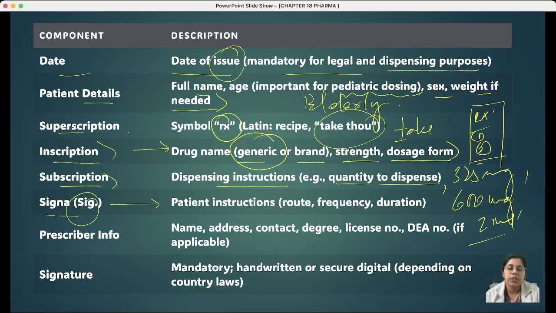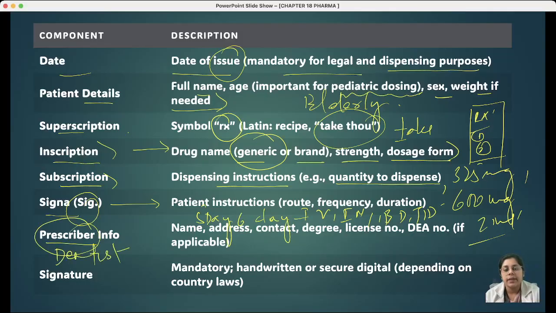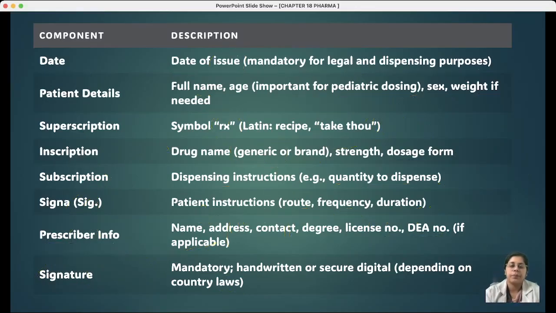Sig means the patient instruction, whether you have to take it IV, IM, 2 times a day or 3 times a day, and for how much duration, 5 days, 6 days. These are known as Signa. Prescriber info: name, address, that is our dentist info, name, address, contact, degree, license number, DEA number if applicable, signature of the dentist. That is very much mandatory. Handwritten or secured digital signature is used depending upon the country law.